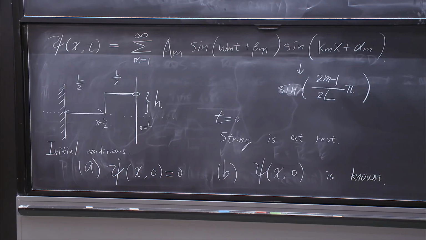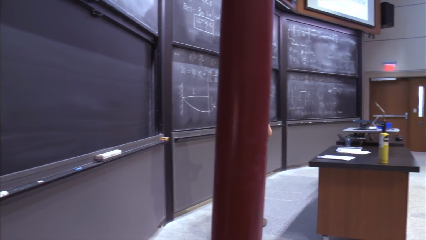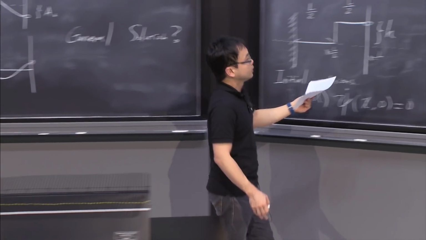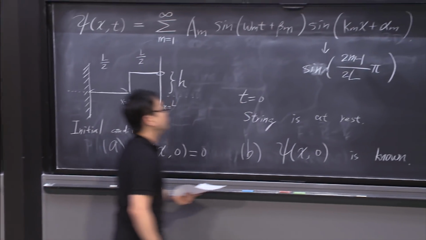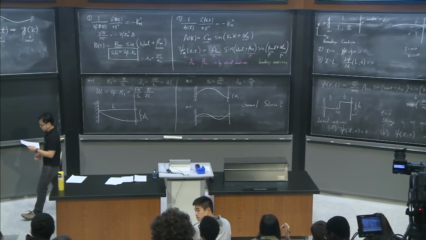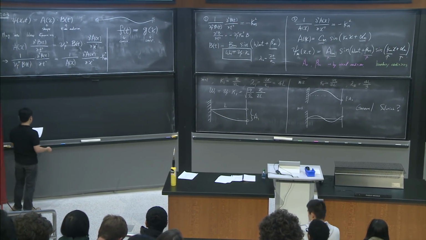So from this, we would like to see if we can actually extract information about capital N, capital A_n, and beta_n. So let's immediately get started to see how we can use those initial conditions.